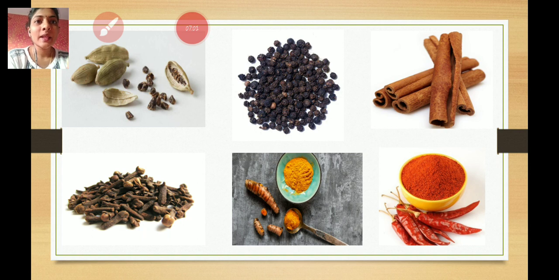Okay? See, the first one is cardamom. Elaichi, if I tell you in Hindi or Gujarati. The second one is black pepper, kali mirch. The third one is cinnamon sticks. The fourth one is cloves. The fifth one is turmeric, haldi. The last one is red chilies. Okay. Now, all this we use as spices for color and taste.